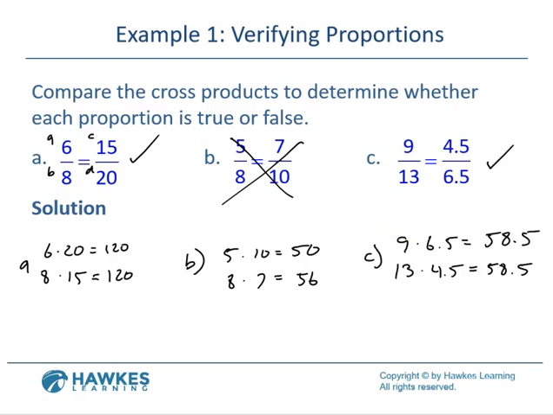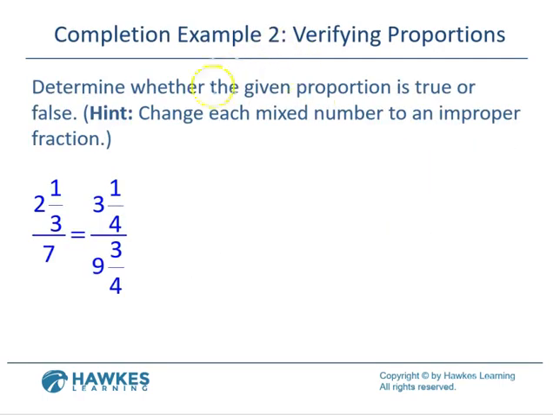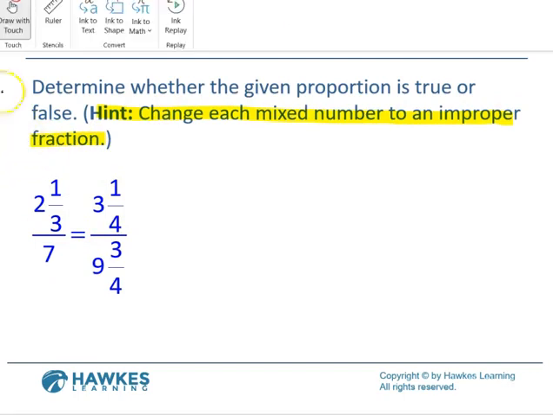So let's continue on. Determine whether the given proportion is true or false, and notice they're giving us something weirder. Of course, they give us this nice little hint: change each mixed number to an improper fraction, because remember, when we were learning about improper fractions and multiplying mixed numbers, it's a lot easier to do all this when they are changed over. So let's do that real fast.